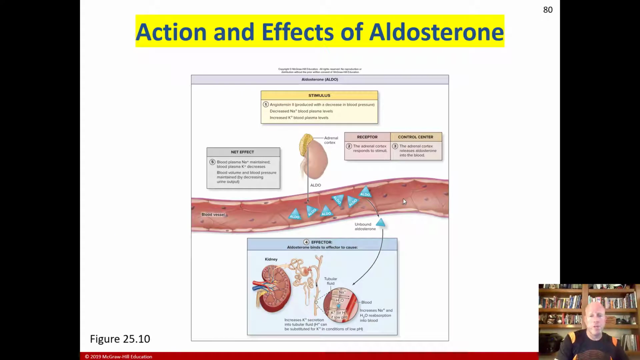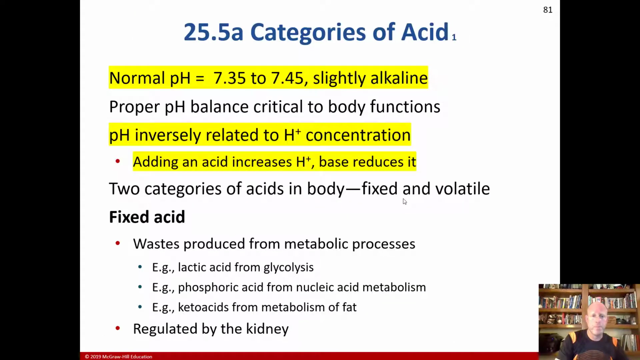And furthermore, there's a little more detail here with the action and effects of aldosterone. Again, that's pulling up in at least probably three different questions, aldosterone's role and effect. So this image is not specifically on your exam, but this content is vital.